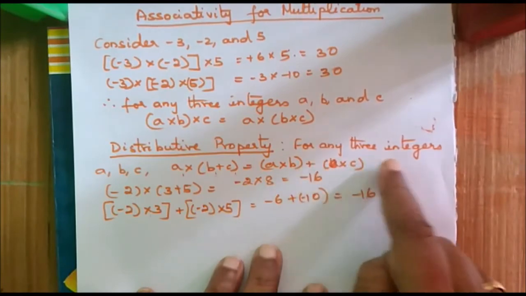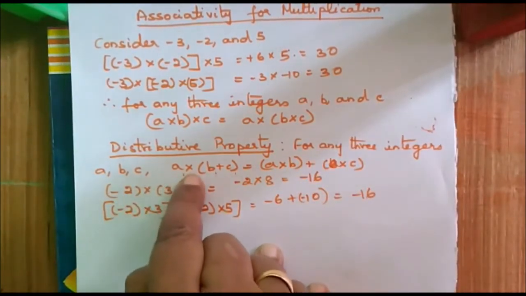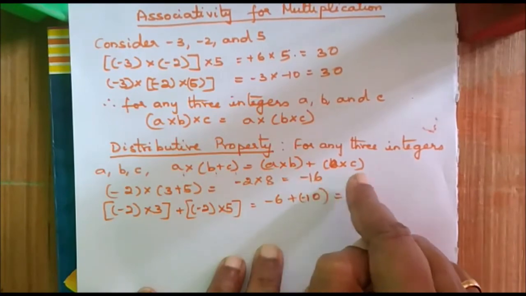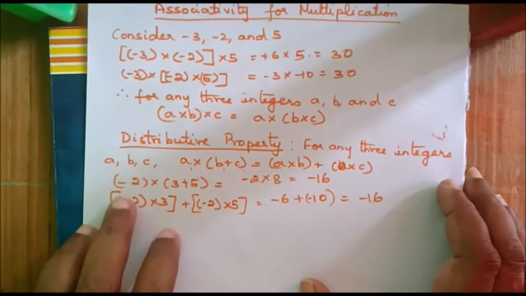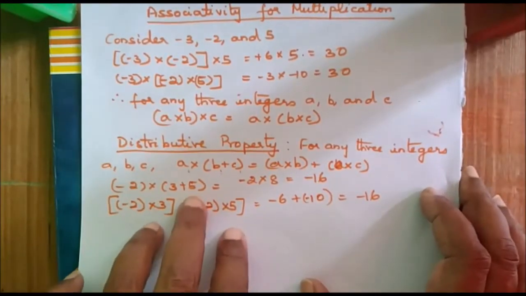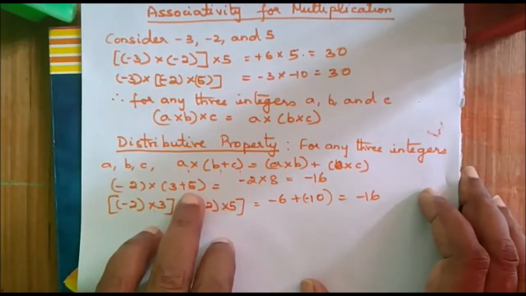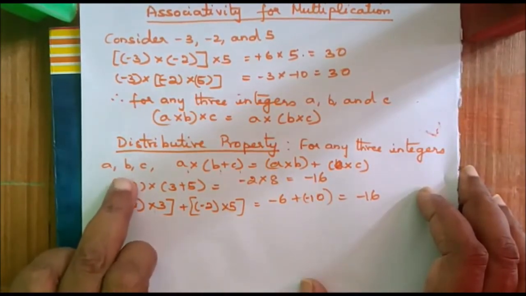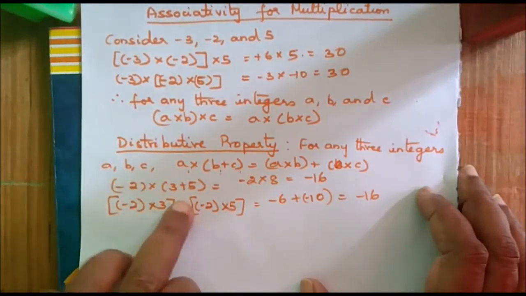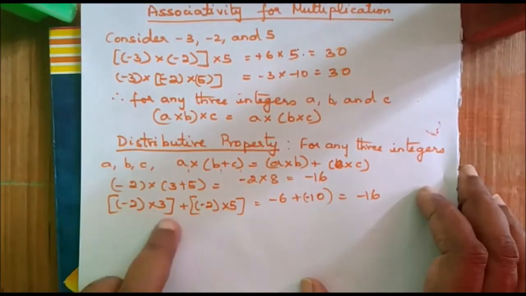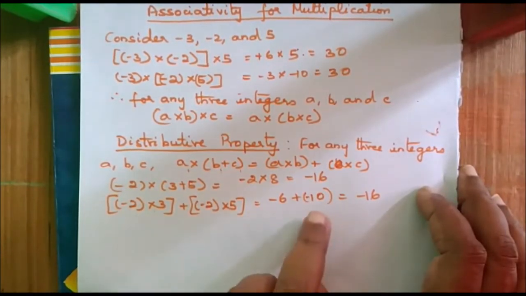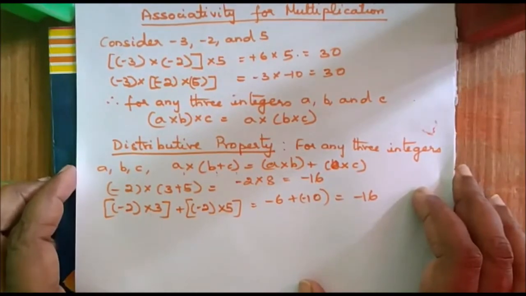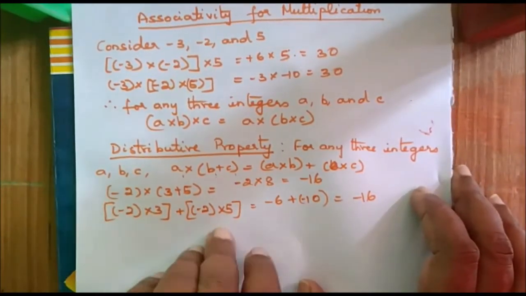What does it state? For any three integers a, b and c, a into (b plus c) is equal to a into b plus a into c. Therefore, for example, if I take minus 2 into (3 plus 5), that is minus 2 into 8, which is minus 16. Now I can also write this by taking my minus 2 inside: minus 2 into 3 plus minus 2 into 5. Minus 2 into 3 is minus 6. Minus 2 into 5 is minus 10. Therefore, minus 6 and minus 10 is minus 16. Therefore, distributive property holds good for integers. I hope you understood this.